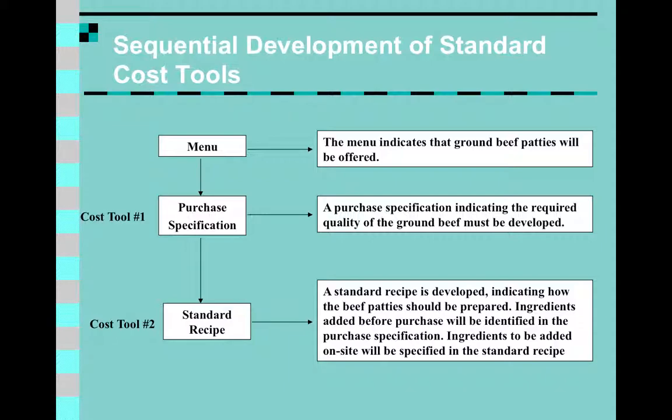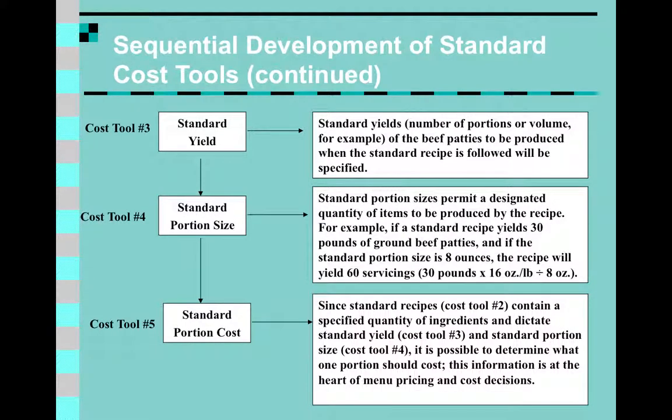And then we look at our standard recipe. This would be exactly what is needed and the exact quantity that is needed for our menu item. Cost tool number 3 is standard yield. This is the number of portions or volume. If we're looking at a recipe's standard yield, for example, it would be 120 servings, 6-ounce servings. Standard portion size, that's where we get our ounces.